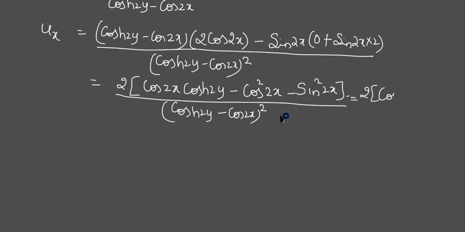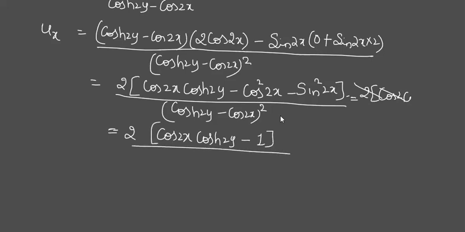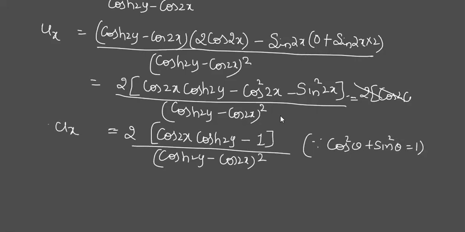So this is going to be, I'll better write it down, 2 cos 2x cos hyperbolic 2y. If minus is taken out, both the terms are positive. Using the basic identity, the value is 1. Divided by cos hyperbolic 2y minus cos 2x the whole square. Can we simplify this further? Anything we can apply? Just see. No. So this is our ux, simplified. Done.